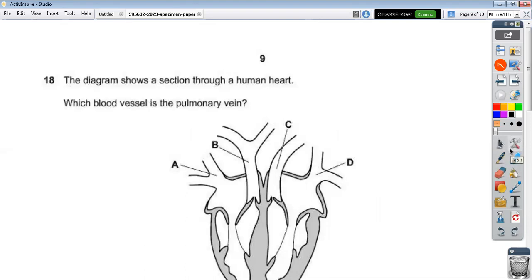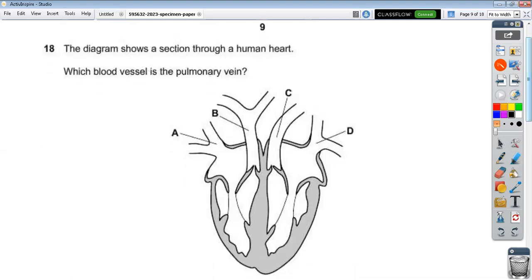Which needs you to know the structure of the heart. In the diagram, which blood vessel is the pulmonary vein? I'm not sure. Is it A? Do you agree with me? No. Look at the heart, it is the easiest thing. Can you tell me which one is the left ventricle? The left ventricle is on the left side. Huh? The left ventricle is the one on the right, is it not?